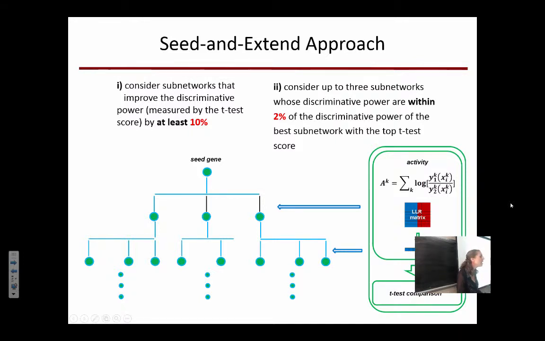Now, at the same time that we're building these individual networks, we're also comparing networks, right? Because we're not just looking at one class. We're looking at 3 separate classes, that of the wild type, that of the MADS1, and that of the MADS2. In order for us to discriminate, I guess, between networks that we will accept and networks that we will not, we consider up to 3 networks whose discriminative power are within 2% of the discriminative power of the best subnetwork with the top t-score.